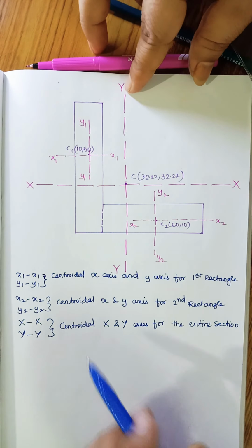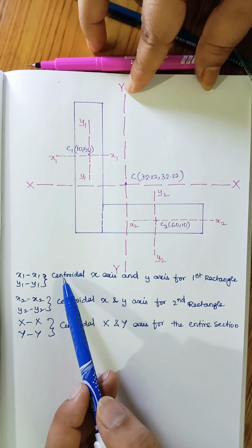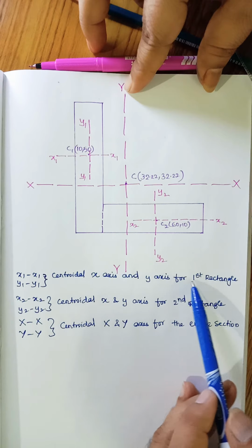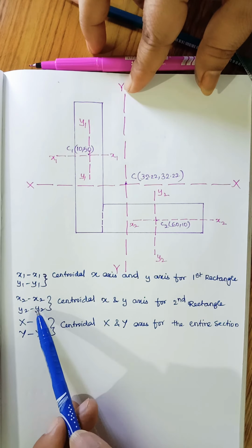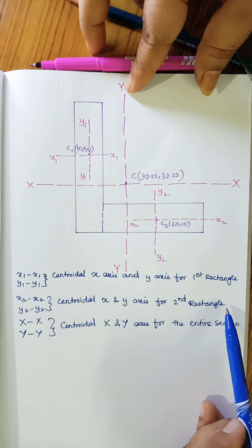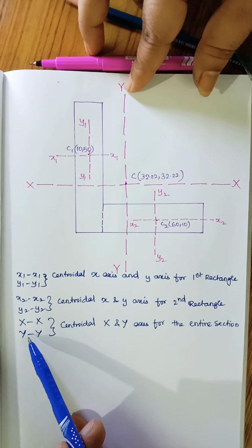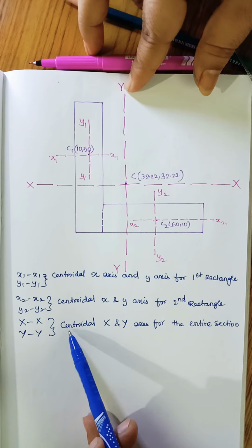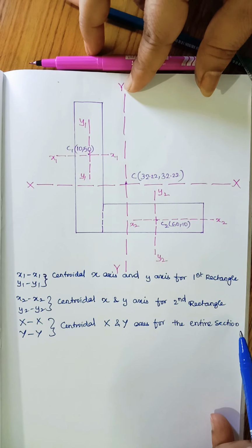Now here, x1 and y1 are the centroidal x-axis and centroidal y-axis for the first rectangle. Similarly, x2 and y2 are the centroidal x and y axis for the second rectangle. And coming back to capital X and X as well as y and y, those are the centroidal x-axis and y-axis for the entire section.